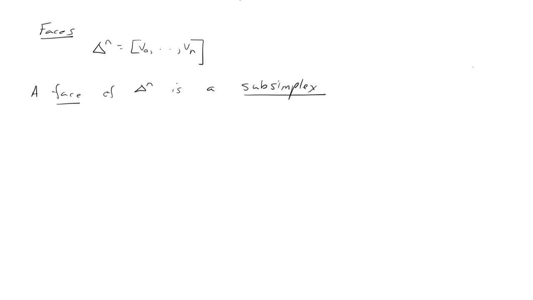Next up, we're going to talk about faces. So if I'm given a simplex, v0 all the way to vn, a face of delta n is a subsimplex. The face is the new concept, and a subsimplex is something that we've already seen. Looking back to our example where we broke down the tetrahedron into its component triangles, then its component line segments, and then its component vertices, we saw that there are a lot of subsimplices of a tetrahedron.